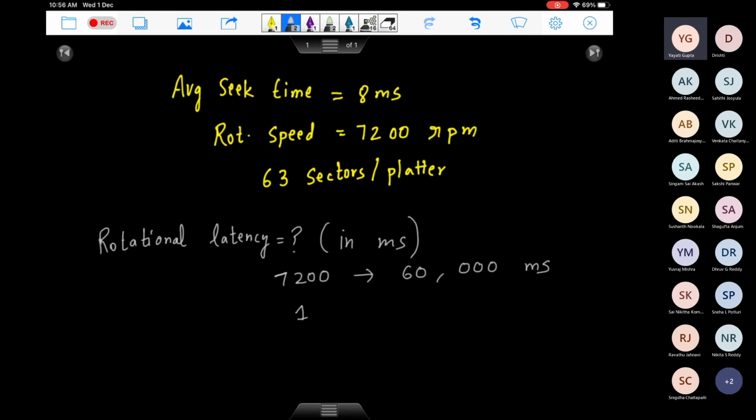And we have to compute one rotation. How much time will it take? So you just divide it. So it's 600 divided by 72 milliseconds. Probably I made a mistake here. It should actually be 72,000. So if it is 72,000, you get one less zero here, right? So it is 60 by 72.